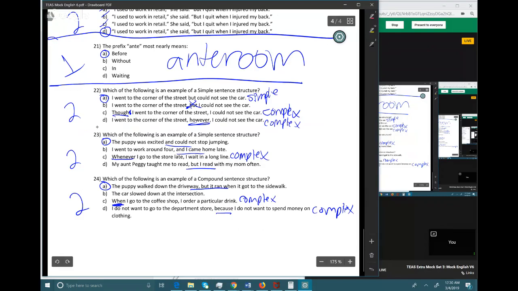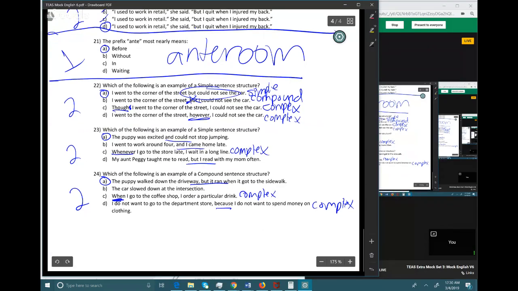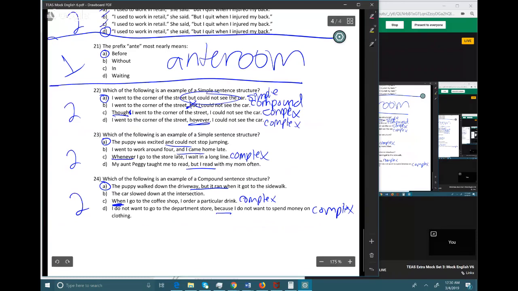That is compound in its definition, as well as if there's a semicolon between two sentences, because the definition of compound is it can be split into two sentences pretty easily. A simple can't. There's no way to fix could not see the car and have that be a sentence that stands alone. Same thing with 23. And could not stop jumping is simple because there's no easy way to split those two halves. I went to work around 4 and I came home late. So the I there makes that compound. And then but I read. So that's compound.